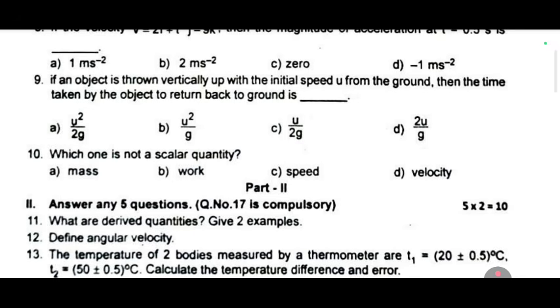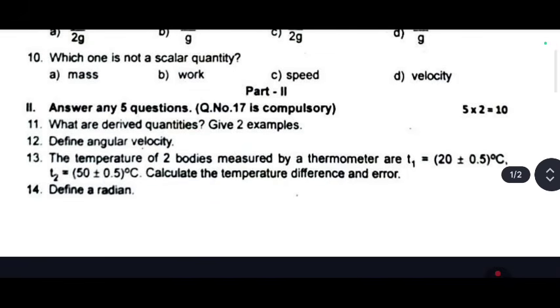Part 2, answer any 5 questions. Question number 17 is compulsory. 2 marks, attempt 5. Total is 10 marks. 11th one: what are derived quantities? Give 2 examples. 12th one: define angular velocity.